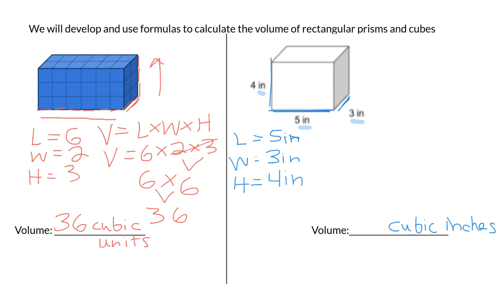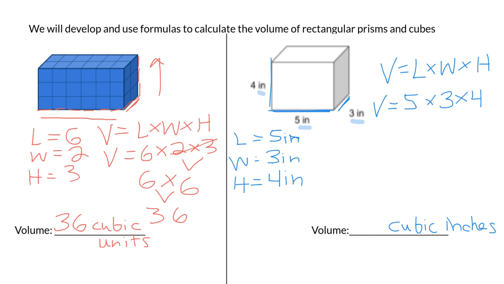Okay, now same thing I want you to do when you do your practice, even typing this in. I'd like you to start with our volume formula. We know volume is equal to length times width times height. And then I'm going to go ahead and rewrite that, plugging my values in. So my length is 5 inches times 3 inches times 4 inches.